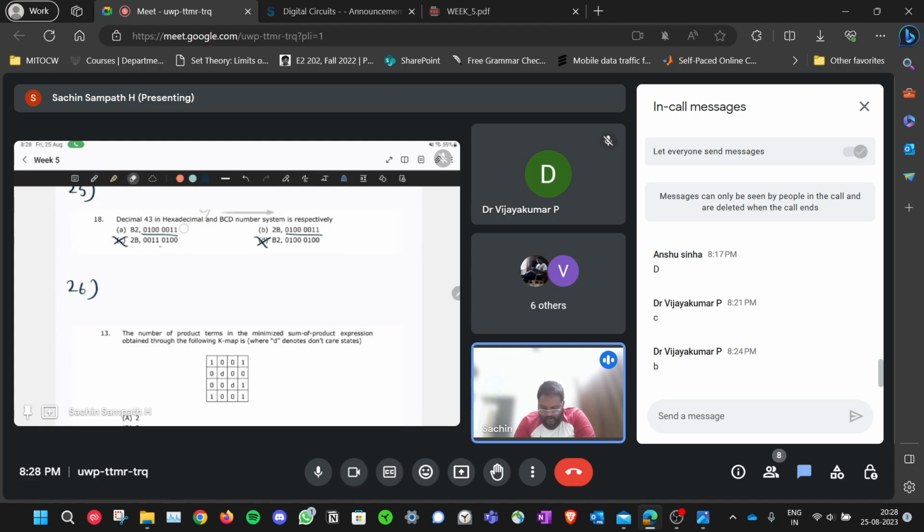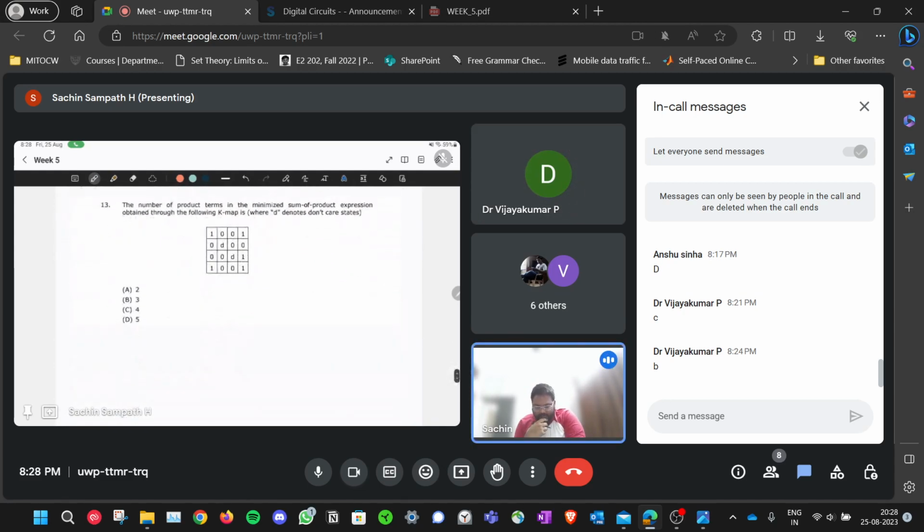Now among option A and B I have to select 43 in hexadecimal. How much would it be? The first digit has a weight of 1, and the second digit has a weight of 16. 16 twos are 32, plus to get 43 you need to add another 11. 11 is nothing but B. So 2B is the hexadecimal equivalent. So it's option B. Okay.